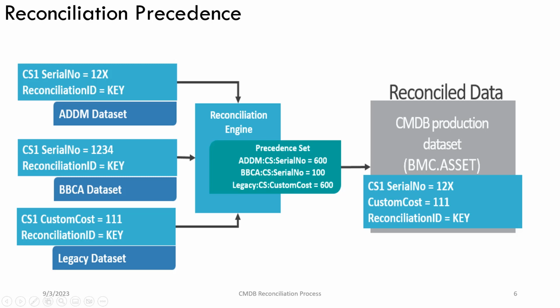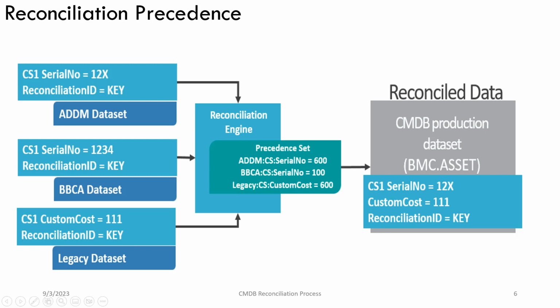So this is basically the priority, or the definition of precedence set, in which we define what will be the preference for us, which data set we want to prefer more than the other data set. So here, based on this preference or precedence, the data is moved to the production data set, and here you can see the serial number which it has taken is 12x. I think this is from the ADDM data set. It has not taken this serial number because this particular data set has less precedence. It has 100 precedence, and the other one, ADDM, has 600 precedence.